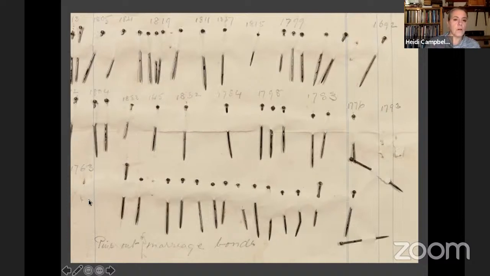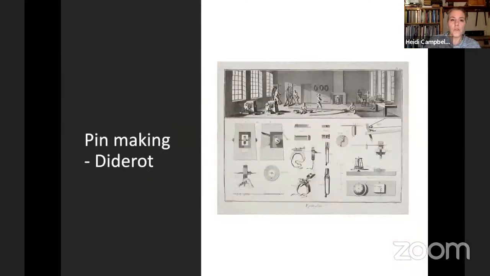So let's go to talking about making pins. This is an image from Diderot's encyclopedia. It's an 18th century encyclopedia created by a Frenchman who included a great number of images of people working in industries and their tools, and it's a great resource. This one shows pin making and some of the tools. There are other images of pin making, but this gives you a better idea. This image dates from 1762, so it's the mid 18th century, and it shows how pin making was carried out in France.